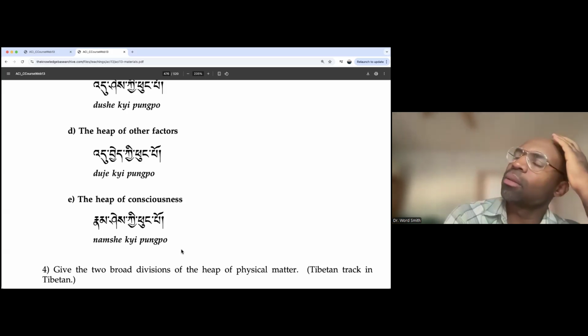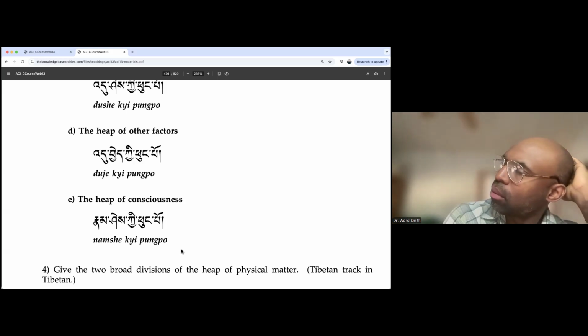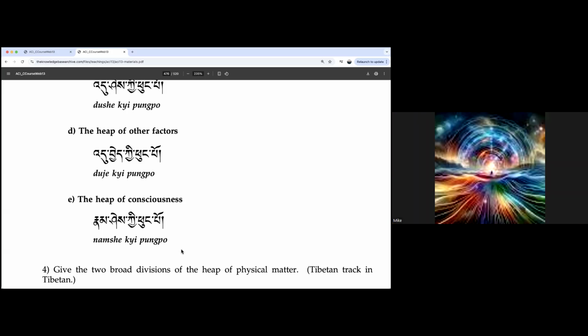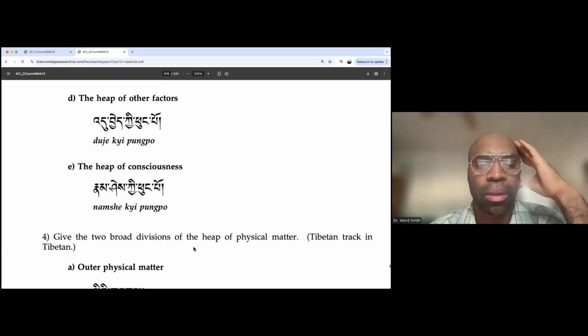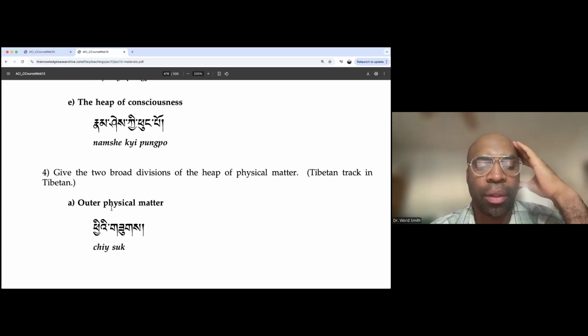What are they again? Is it outer and inner? Outer and inner. That's good.